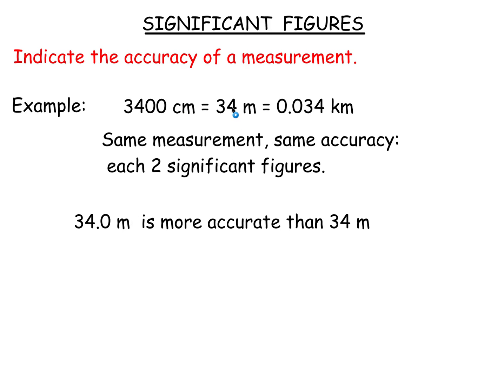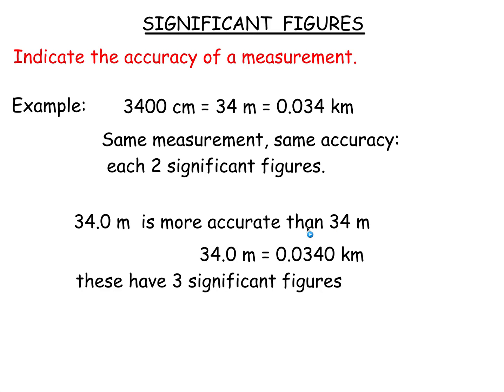If, however, a measurement was given as 34.0 metres, we assume you've measured it so you know it's not 34.1 or 33.9. So you'll be more accurate this time. That was between 33 and 35. This is between 34.1 and 33.9. So this is three significant figures. It's more accurate than saying 34.